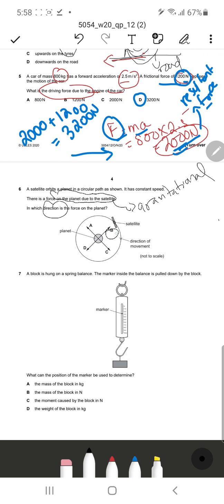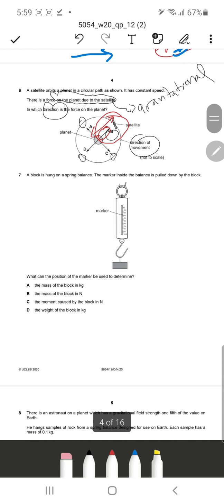Because only B is actually pointing toward the satellite. All these other arrows are just around the orbit, so the planet is not experiencing any force there. It shows the direction of the movement, so this is the direction in which it moves. Since the satellite is located at this position at this time, this will be the direction of the arrow, because it's between the satellite and this planet. Okay, so that's a gravitational force. Let's look at question number 7.